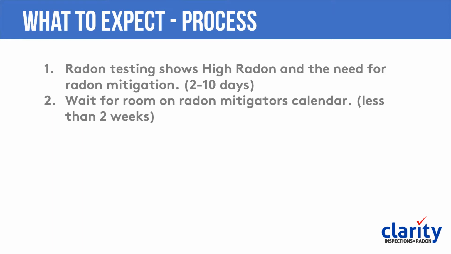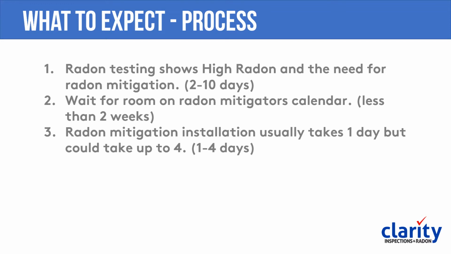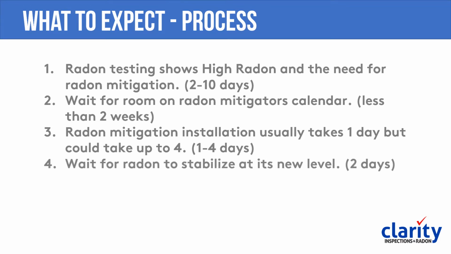You're going to wait to get on the radon mitigation company's calendar, hopefully less than 2 weeks, sometimes within a week, hopefully within 2 weeks, to get that done. Then that radon mitigation usually takes 1 day, but could take up to 4 days, typically a 1-day installation.